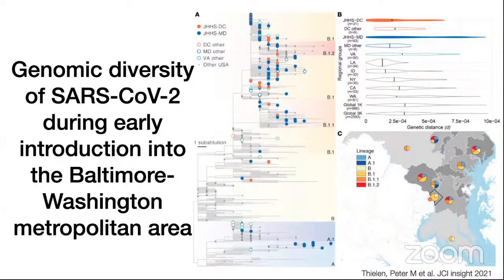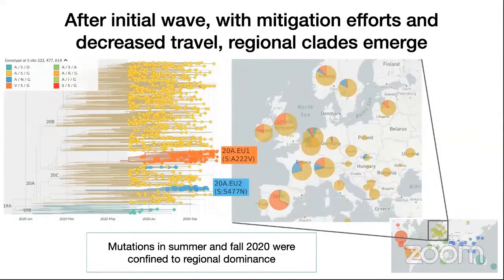In one of our works, we demonstrated how by early March 2020, the B.1 lineage had already been introduced and dominated the number of cases detected in the DC area in the USA, due to introductions mostly coming from Europe. The B.1 lineage, as I was mentioning, was responsible for the initial wave worldwide. However, mitigation efforts, including decrease in travel between and within countries, led to the emergence of regional clades, where different countries and more largely continents were characterized by their own viral diversity.